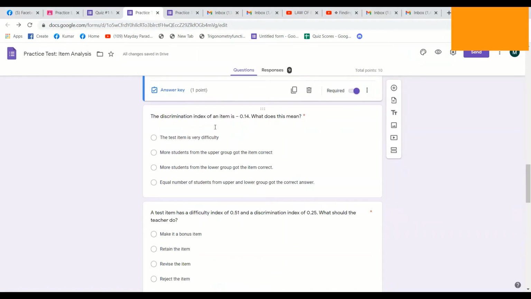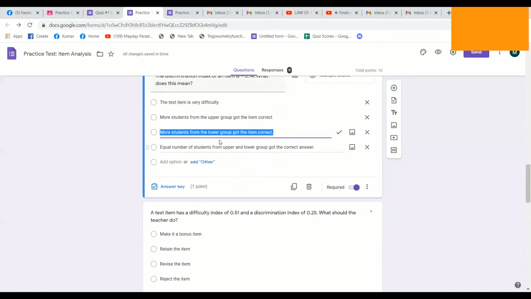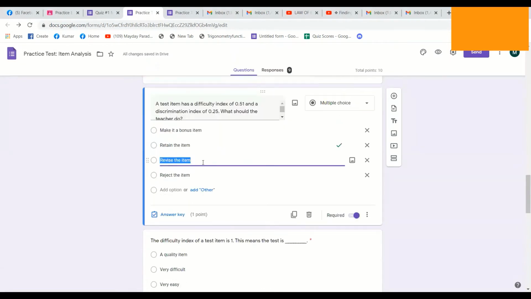Next item, the discrimination index of an item is negative 0.14. Okay, so when you have a negative discrimination index, there are more students who select the correct answer in the lower group. So therefore, the answer here is letter C. More students from the lower group got the item correct here. Next one.